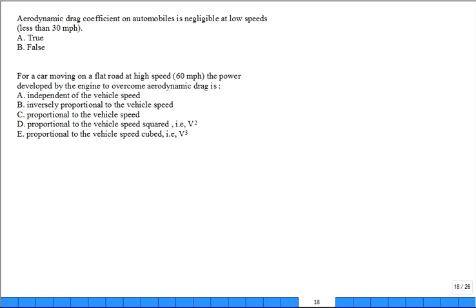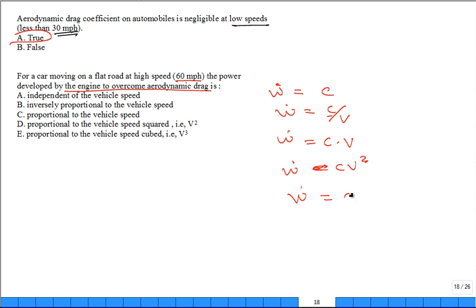Aerodynamic drag on automobiles is negligible at low speeds, less than around 30 miles per hour. True. For a car moving on a flat road at a high speed, 60 miles an hour, the power developed by the engine to overcome the aerodynamic drag force is the power. Now this is new. What is the power required by the automobile engine to overcome the drag force? Is it independent of the vehicle speed, like a constant? Is it inversely proportional to the vehicle speed? Is the power proportional to the vehicle speed, so it's equal to some constant times the vehicle speed? The power proportional to a constant times vehicle speed squared, or the power a constant times vehicle speed cubed, squared or cubed? You see all the choices? Why don't you work on that for a minute?